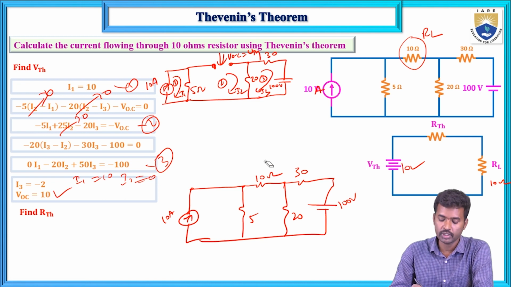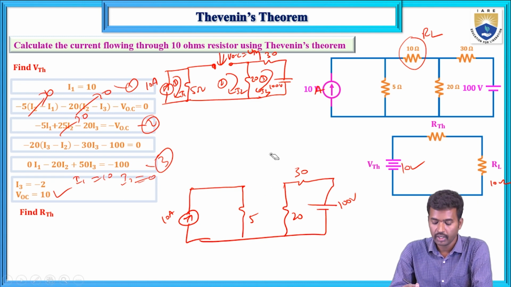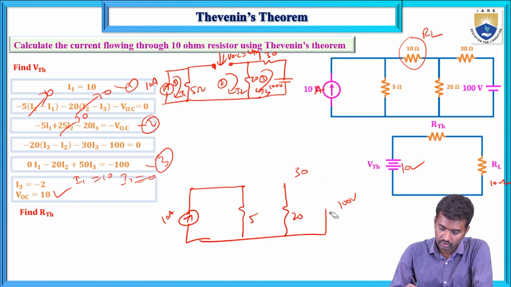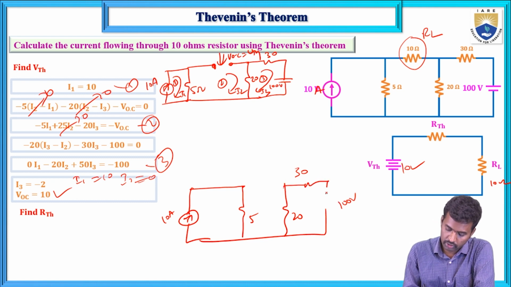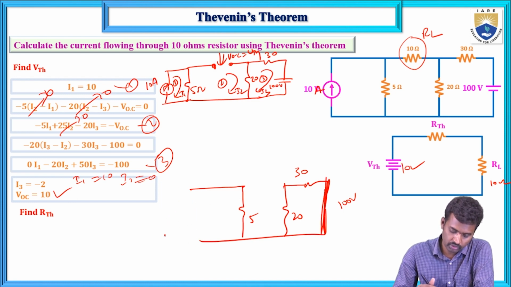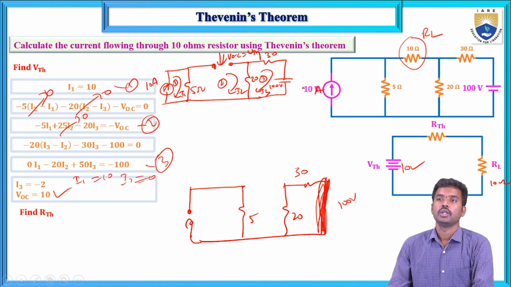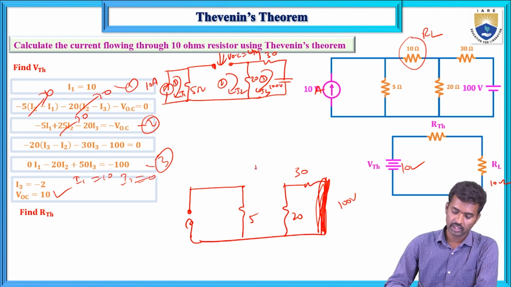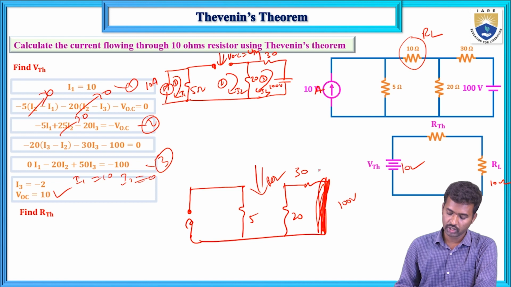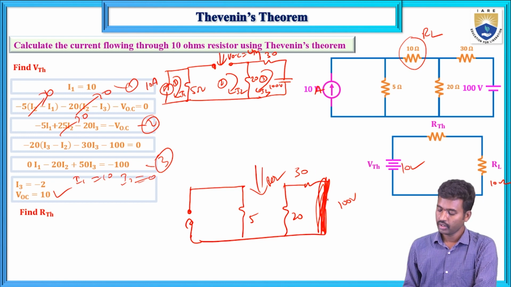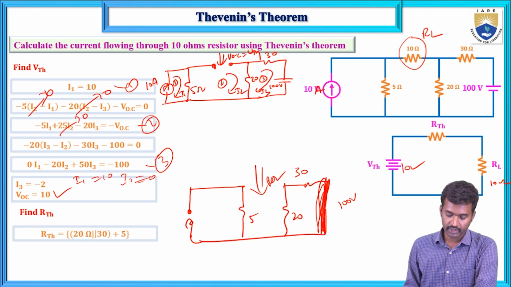Step 1 is to remove the load resistance from the given circuit. The voltage source is replaced by a short circuit, and the current source is replaced by an open circuit. The current source is always an open circuit. Open the current source, short the voltage source, and calculate the equivalent resistance. How will you calculate? This 20 and 30 are connected in parallel, and in series with 5.